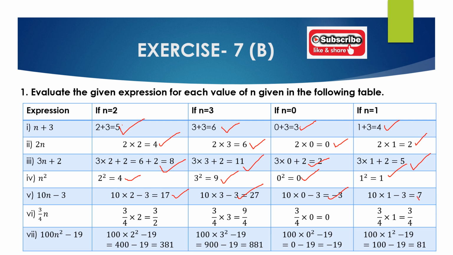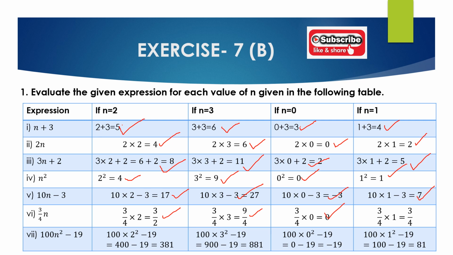And when n equals 2, the value of the expression is 3 divided by 4 multiplied with 2, that is 2 cancels with 4, we get 3 divided by 2. Then if n equals 3, the value of the expression is 3 divided by 4 multiplied with 3, that is 3 multiplied with 3 is 9, 9 divided by 4. When n equals 0, the value of the expression is 3 divided by 4 multiplied with 0, that is 0.